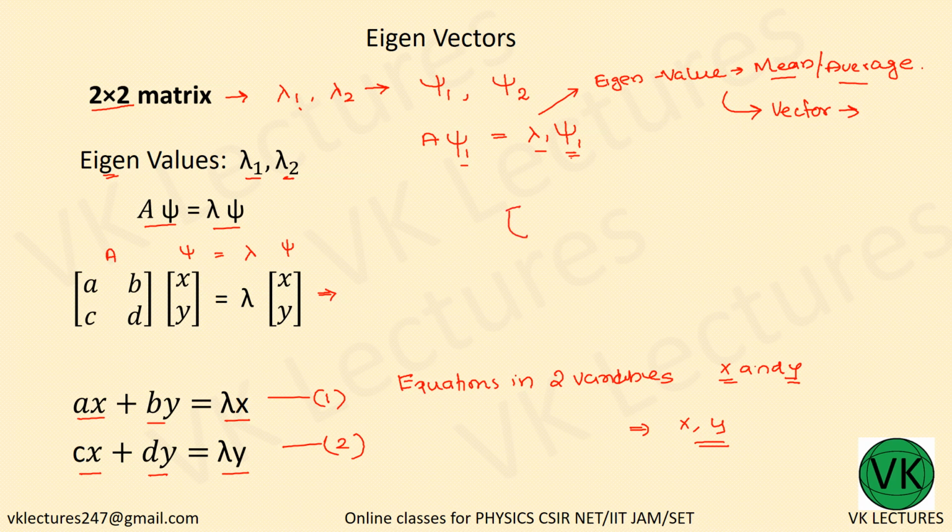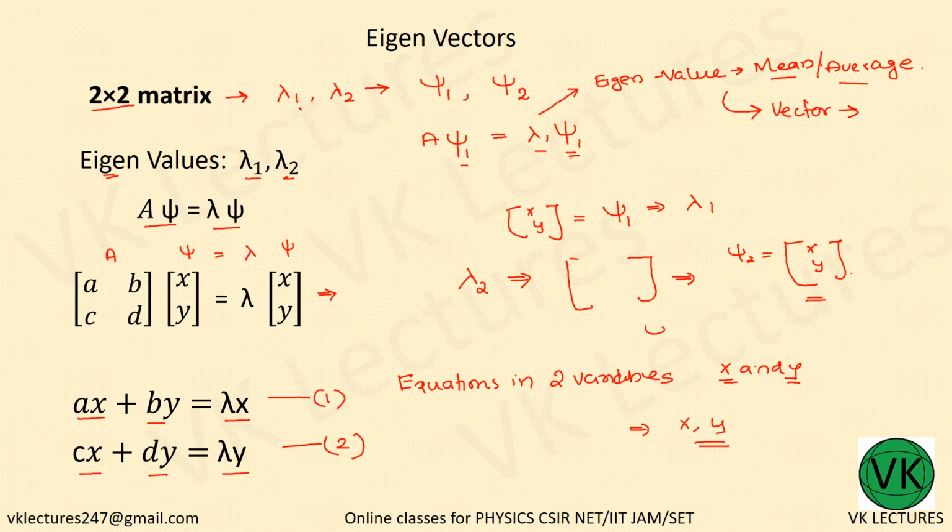So this is x and y corresponding to psi 1, because we have considered lambda 1. Similarly for lambda 2, you will get another set of equations which gives psi 2 as x comma y. These equations can be used to get psi 1 and psi 2, which are the eigenvectors corresponding to lambda 1 and lambda 2.